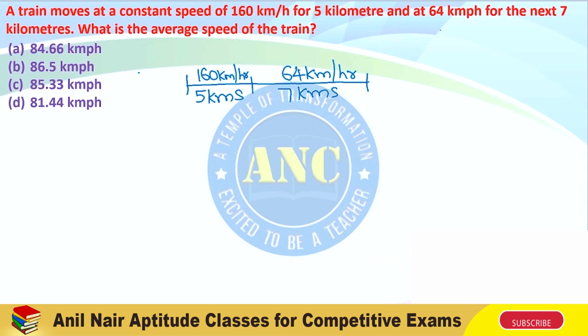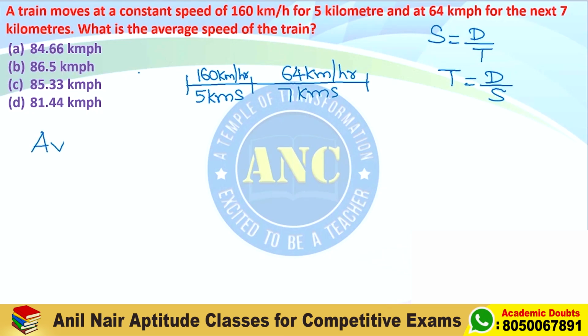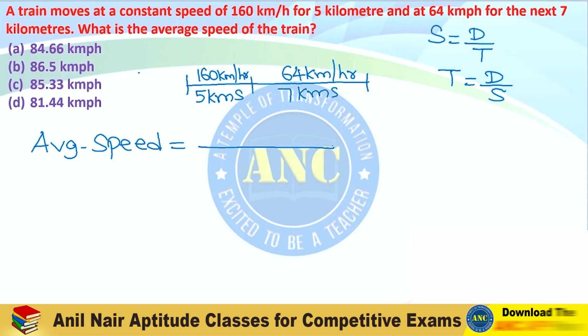Now see here, we know that speed is nothing but equal to distance by time. Time is nothing but equal to distance by speed, right? All these things we know very, very clearly. We want to find the average speed of the train in this question, and we know that average speed is nothing but total distance divided by total time. What is the total distance that is traveled? First 5 kilometers is traveled and later 7 kilometers is traveled. So total distance is 5 plus 7 kilometers.